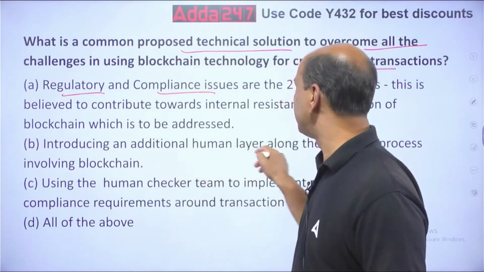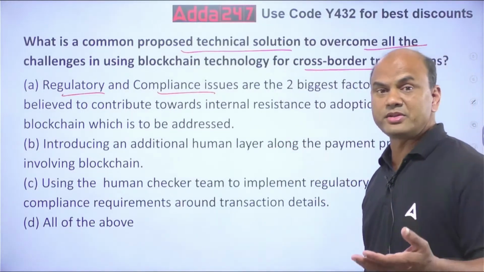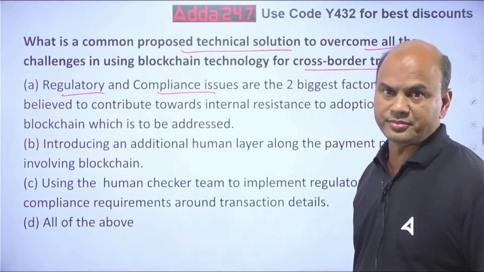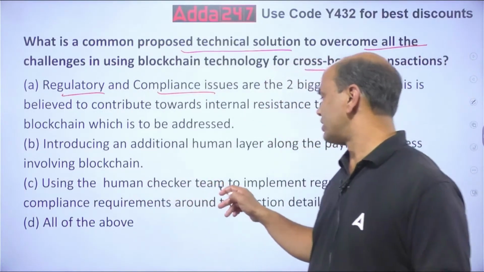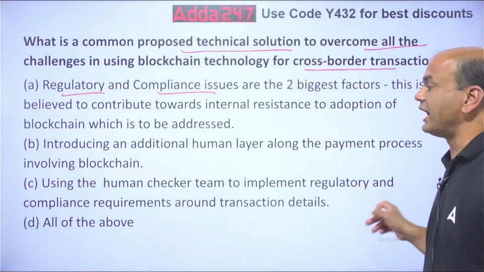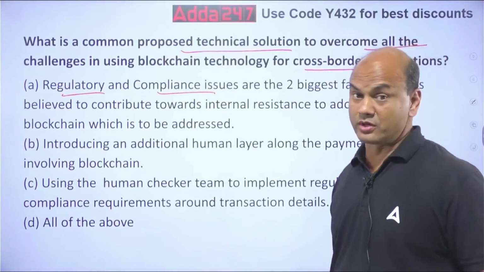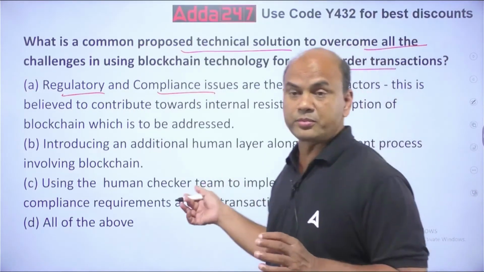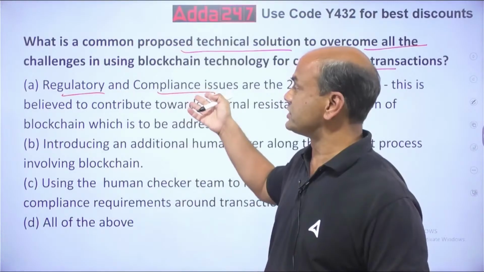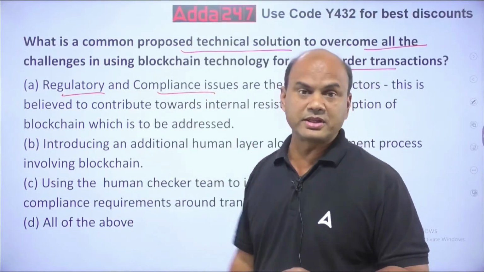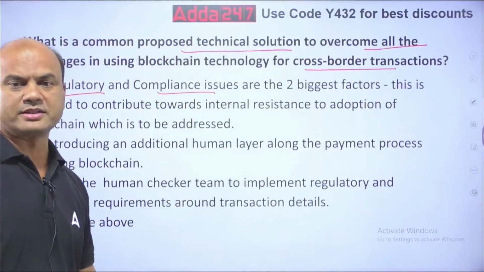Introducing an additional human layer along the payment process involving blockchain. New human layer means what? A new human being is to be put there for working, for checking. Introducing the human checker team to implement regulatory and compliance requirements around the transaction details, and all of the above. See, all of the above can also be the answer. You have to put in people over here also, and then technology also. So all of the above can also be the answer. Think of it, all of you. What can be the right answer in this?